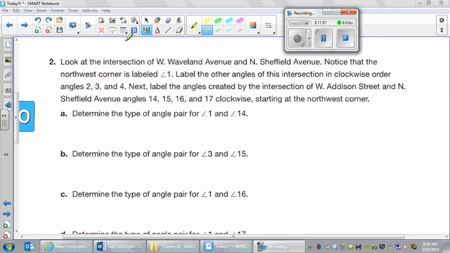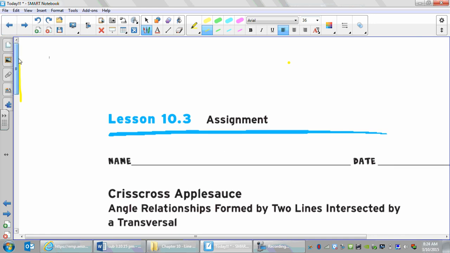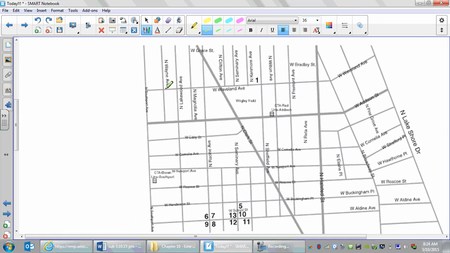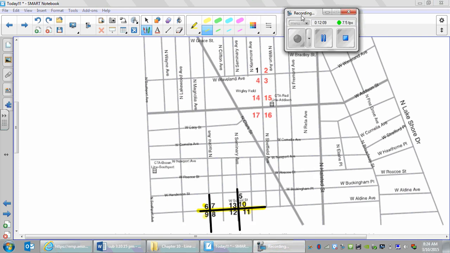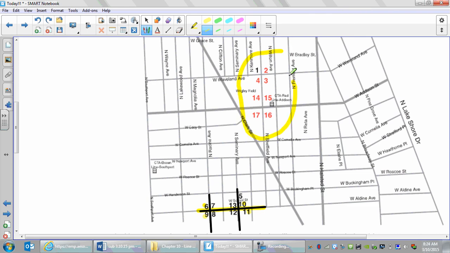Okay, so it wants you to label some things on the map. So use those directions and label, and make sure that yours look like this. So go ahead and make sure it's labeled, because if we label it wrong, then we're all going to be getting different answers.